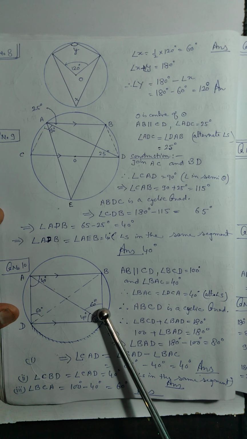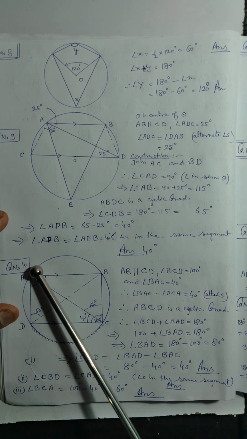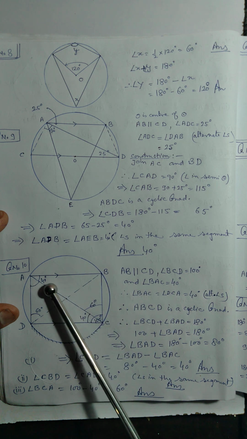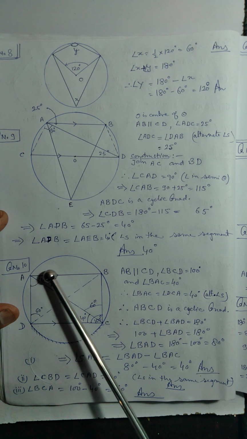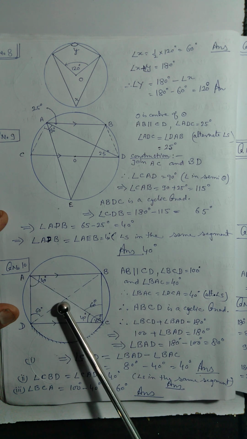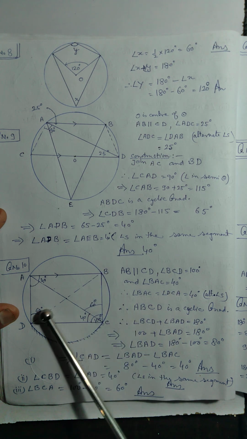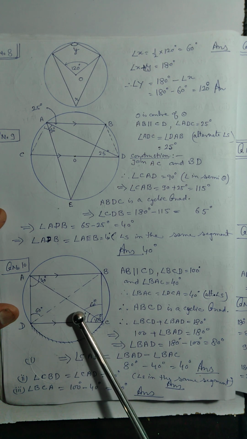Now this is 60 degree. Now this segment, AB segment के द्वारा there are two angles which have been subtended by AB segment, that is ADB and ACB. So these two are also 60 degree each.